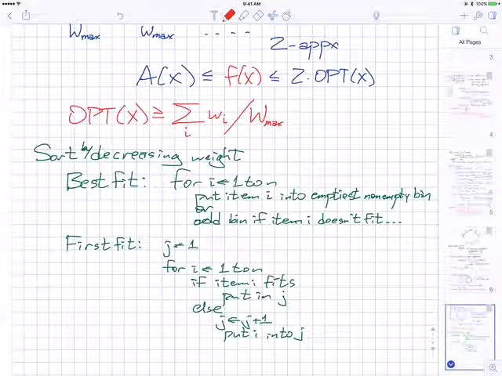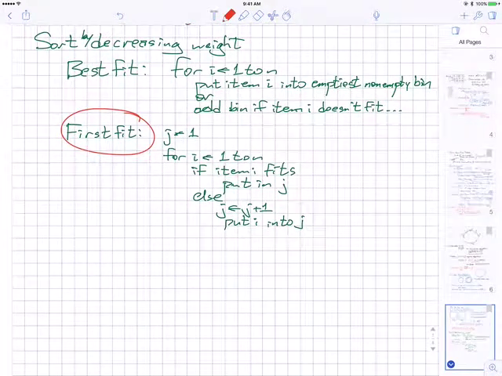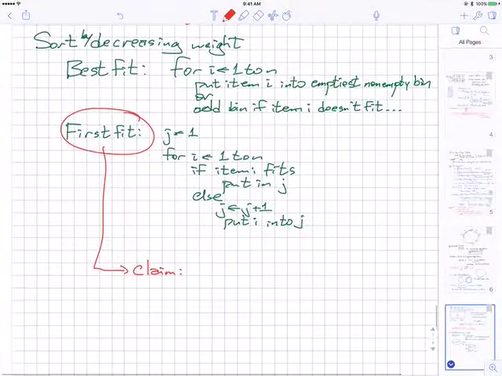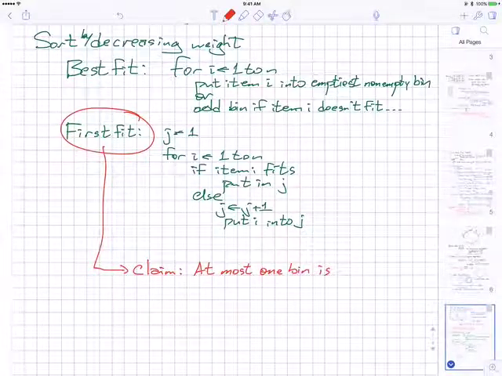It turns out both of these are two approximation algorithms. But this one is a little bit easier to analyze, because in fact, it has a one-line analysis. So the claim here is, at the end of the algorithm, at most one bin is less than half full.